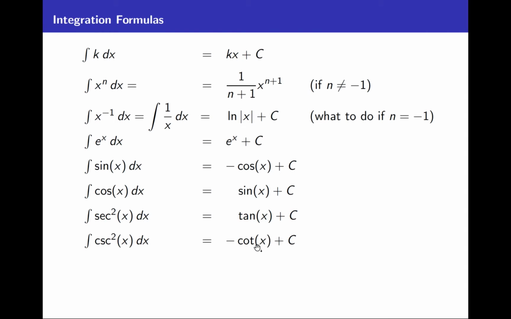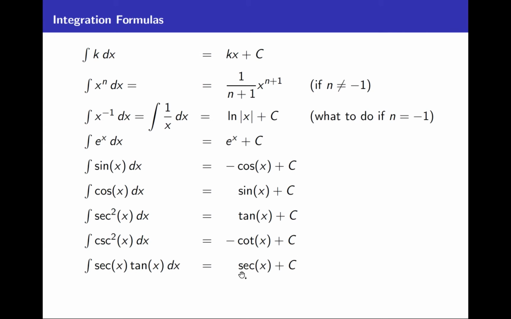And likewise, we know that the derivative of cotangent of x is minus cosecant squared x. So consequently, the derivative of minus cotangent x plus c equals cosecant squared x. And that gives us an integration formula. The integral of cosecant squared x dx equals minus cotangent x plus c.